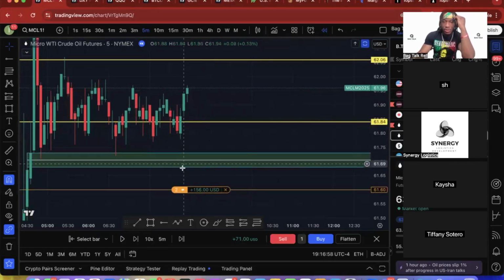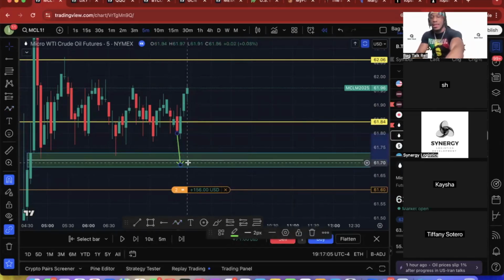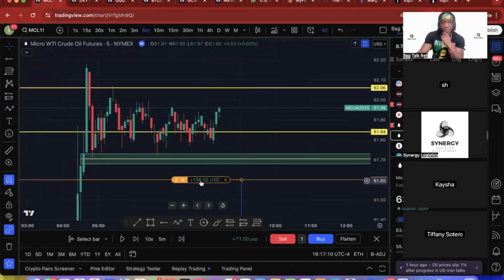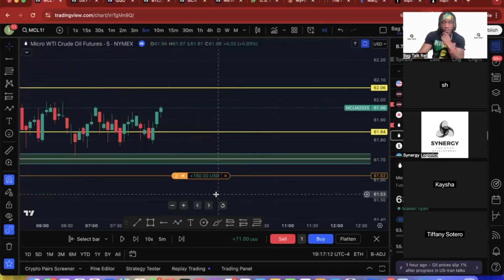The reason why I gave it a little space is because with a fair value gap, sometimes we could wick the fair value gap, but the bodies will still close inside of it. And with fair value gaps, you want to see bodies hold the area, not wicks. So that's why I have my stop a little bit away from it.